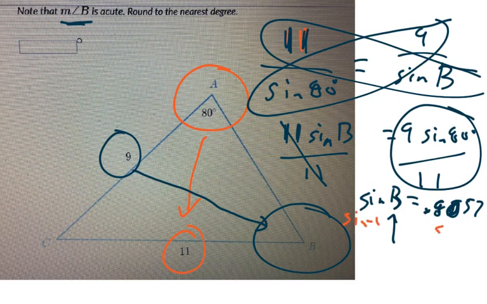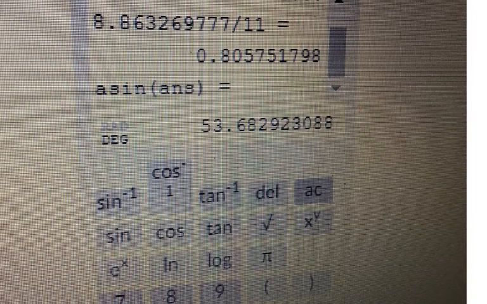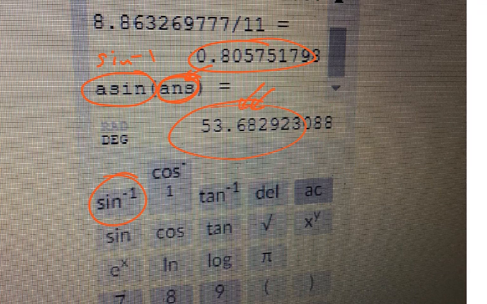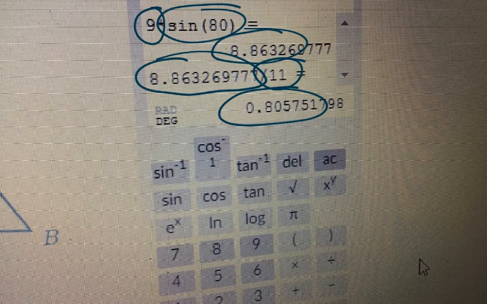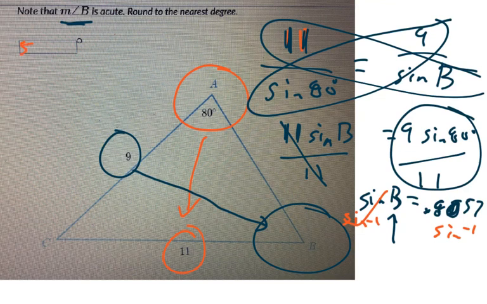Now to find B here, I'm going to do the sine inverse, because sine inverse gets rid of the sine. And so as you can see right here, I took this answer, see it right there. I did the arc sine, or as we say, the sine inverse. I press this button right here, and then I press the answer button at the bottom of my calculator. There's my answer. That 8 tells me to round that 6 up to a 7. So my answer is going to be 53.